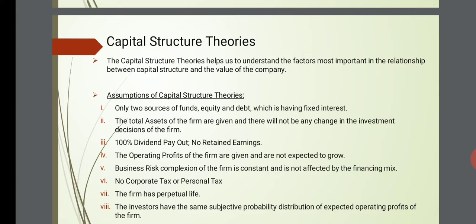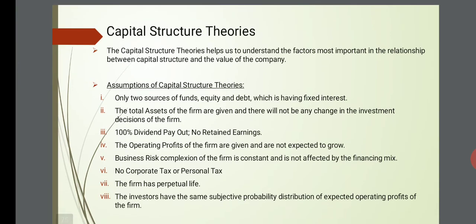Now, what are the assumptions of capital structure theory? That there are only two sources of funds, equity and debt, which is having fixed interest. So debt is having fixed interest. The total assets of the firm are given, and there will not be any change in the investment decisions of the firm. 100% dividend payout ratio, hence no retained earnings.